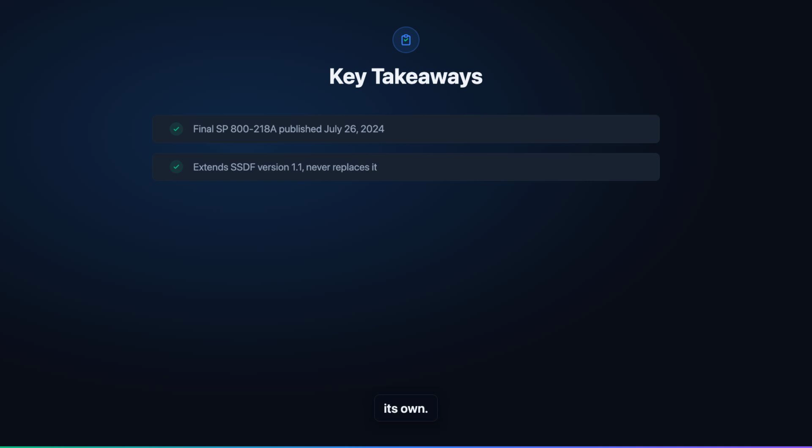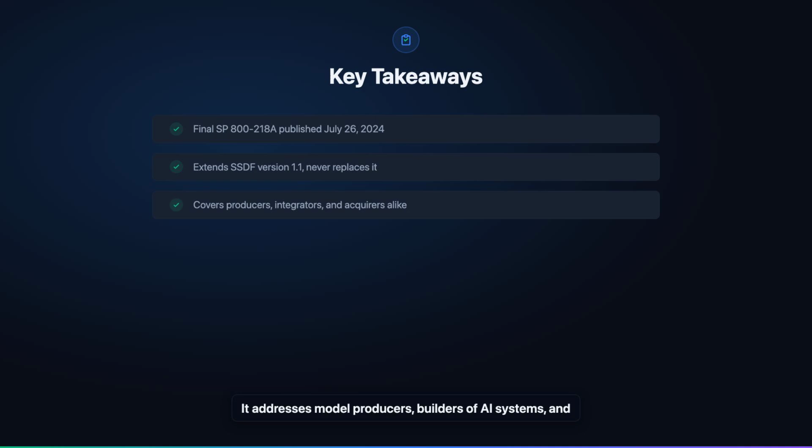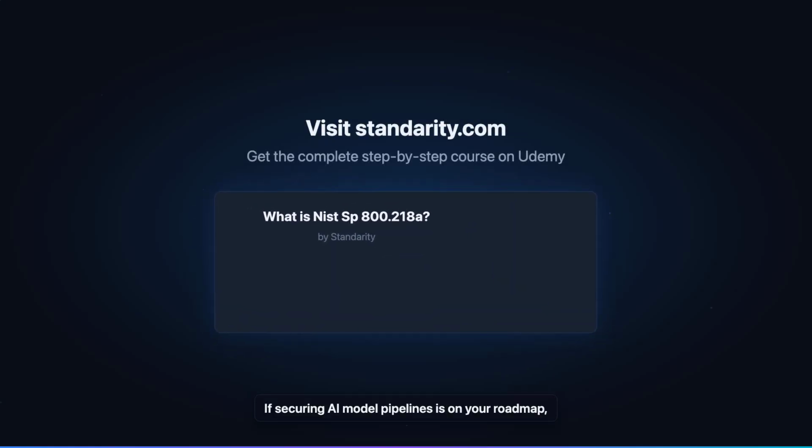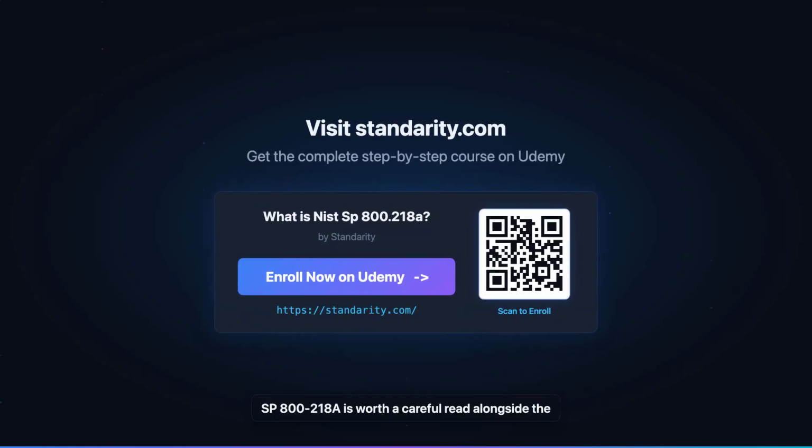SP 800-218A is not a self-contained framework on its own. It addresses model producers, builders of AI systems, and acquirers, spreading secure development responsibility across the AI supply chain rather than resting it on one party. Although Executive Order 14110 was revoked January 20, 2025, the published guidance remains available on CSRC.NIST.gov. Its technical recommendations stay useful even without the original executive mandate behind them. If securing AI model pipelines is on your roadmap, SP 800-218A is worth a careful read alongside the SSDF.